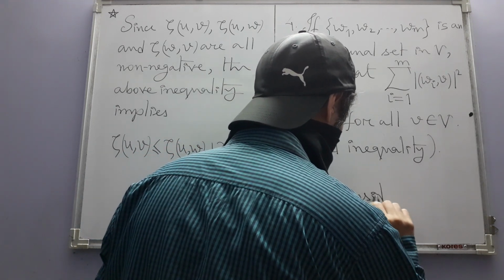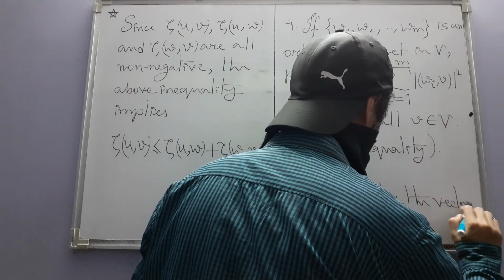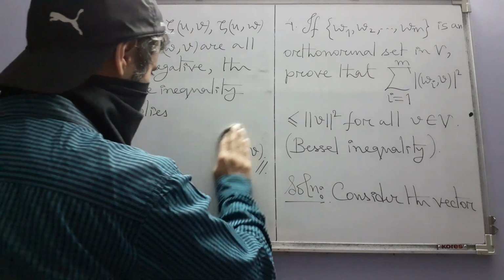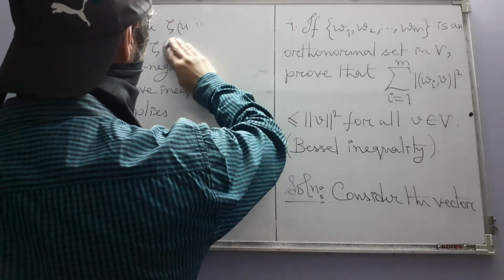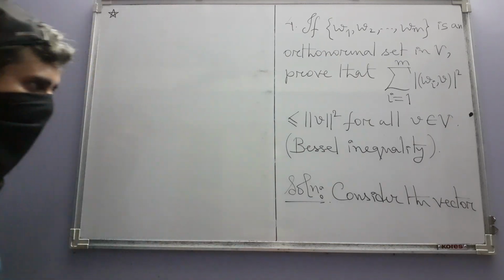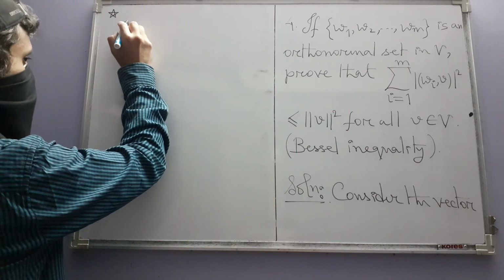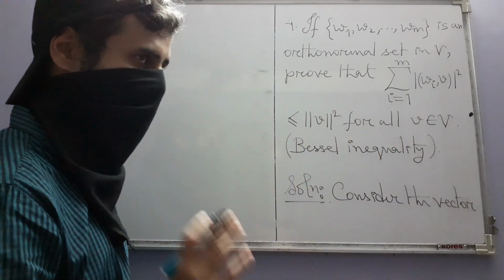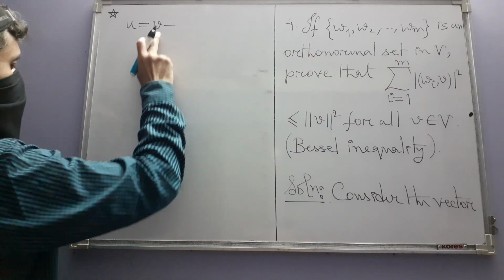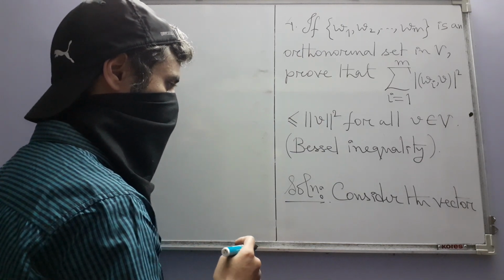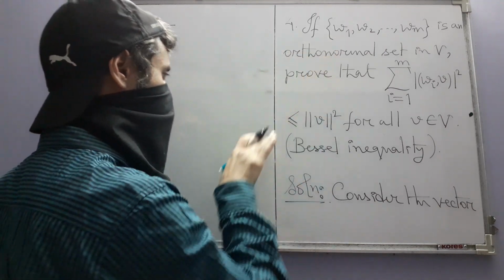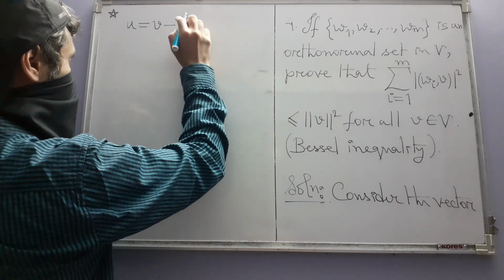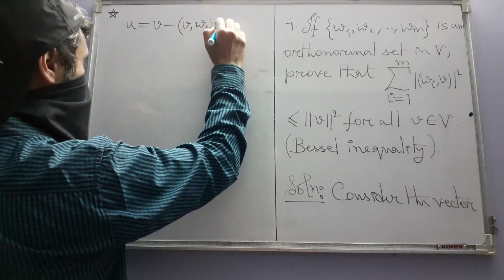Consider the vector. We are now going to consider a vector that is from V. Let me first write it and then I will say what it means. Consider the vector u equal to v. So v is any vector coming from the inner product space V. From v, what we do is subtract the components of this vector v along the directions of these other vectors, the wi's. The component of v along w1, for example, is this inner product times w1.